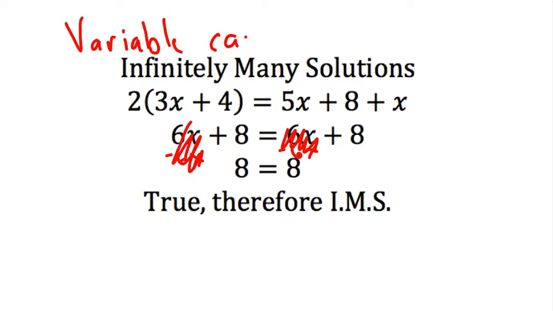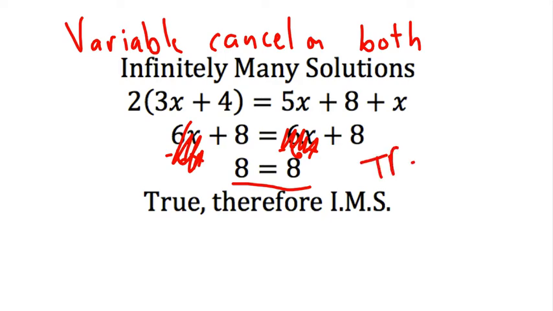When you have a variable cancel on both sides, okay, both sides, that's important. It'll always cancel on one side, but if it cancels on both sides, this is when we have the possibility of IMS or no solution. Now, the way we know if it's IMS is if we get down here and we have a statement like this that is true. If we have a true statement, like 8 equals 8, or -2 equals -2, or 0 equals 0, anything like that, if it's a true statement here, then your answer is IMS.